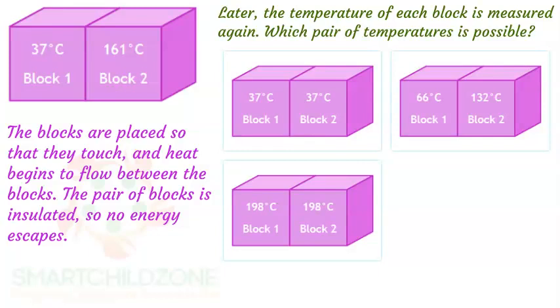The blocks are at different temperatures, so heat will flow between them. To start, block 2 is hotter than block 1. Heat will flow out of block 2 and into block 1. The temperature of block 2 will go down and the temperature of block 1 will go up. But block 2 will never get colder than block 1. You can use process of elimination to rule out the incorrect choices.